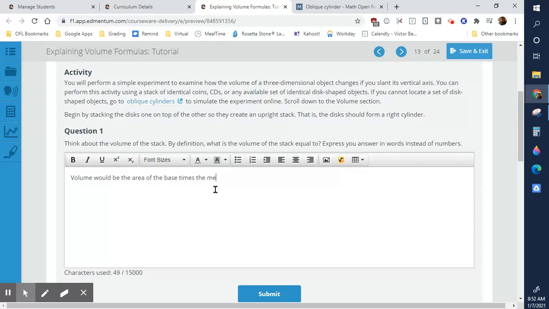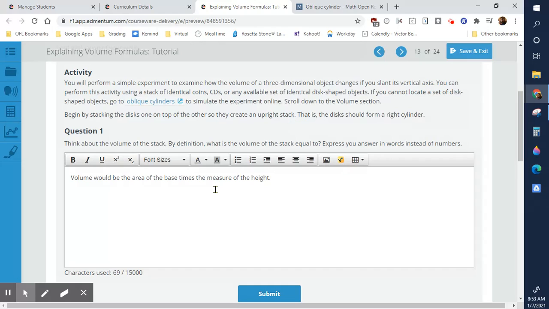Again, use your own words. I'm just being very, very picky with mine. Times the measure of the height. And use your own words because you're not learning anything if you're just going to copy down my words word for word. So if you see it a different way, like, oh, it's the bottom times the height, and that's your way of remembering it, go for it. I'm just using the formal definition because it just makes it easier to have formal definitions. So the volume is the area of the base times the height.